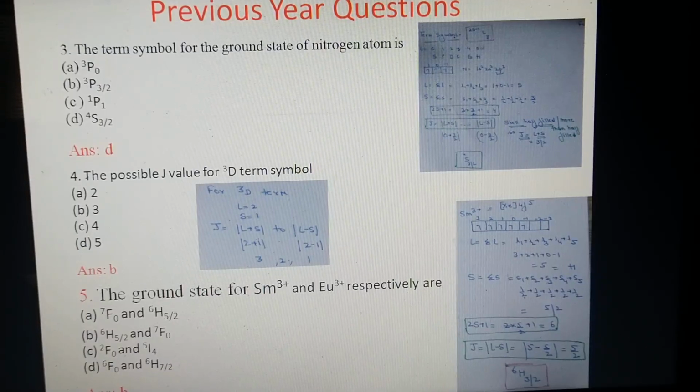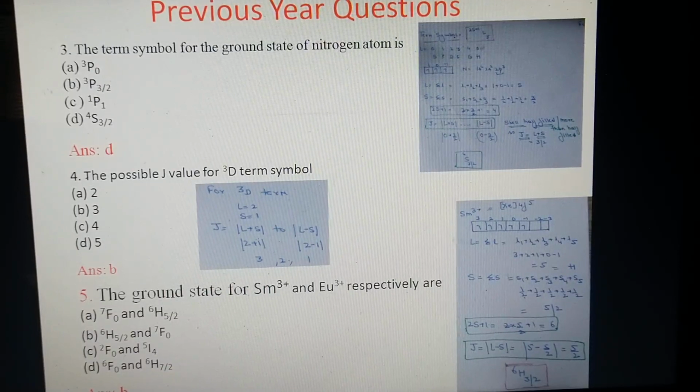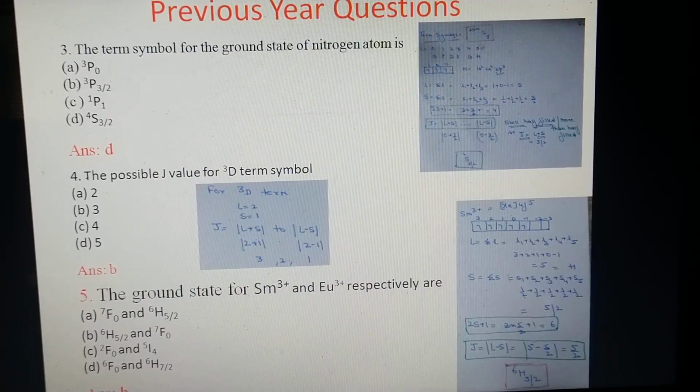For the next, the possible J values for the 3D term symbol. For the 3D term symbol, the value of L is 2 and S is 1. For calculating the J value, it varies from L plus S to L minus S. So 2 plus 1 to 2 minus 1, that is 3 to 1. So the total possible J values are 3. So our answer will be B, that is 3.